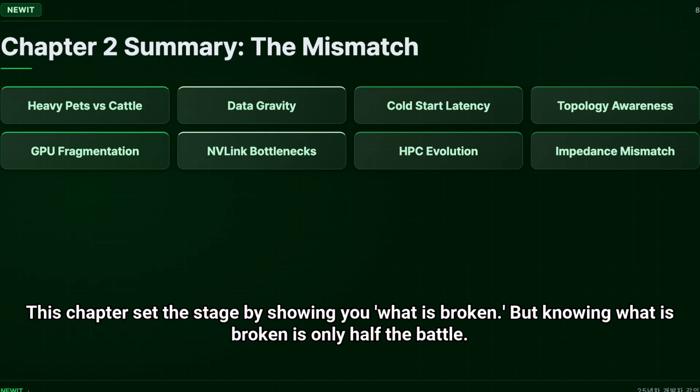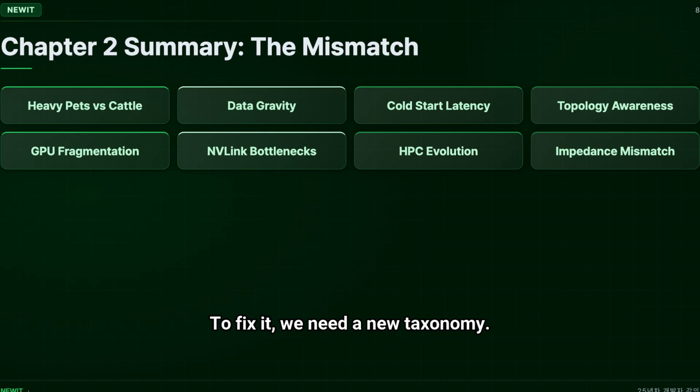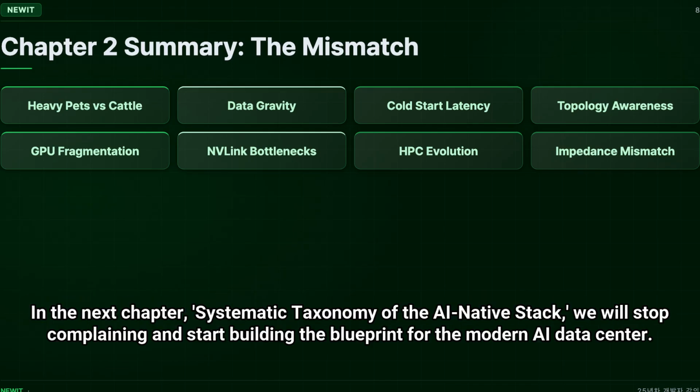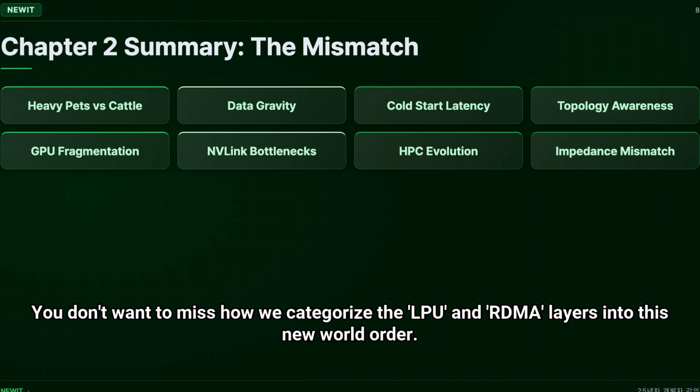But knowing what is broken is only half the battle. To fix it, we need a new taxonomy. We need to categorize these new infrastructure layers from the silicon level to the serving framework level in a way that allows us to build a truly AI-native stack. In the next chapter, Systematic Taxonomy of the AI-native stack, we will stop complaining and start building the blueprint for the modern AI data center. You don't want to miss how we categorize the LPU and RDMA layers into this new world order.